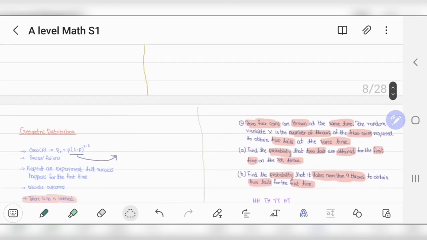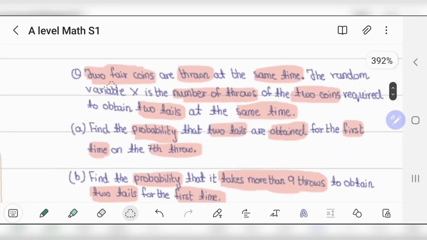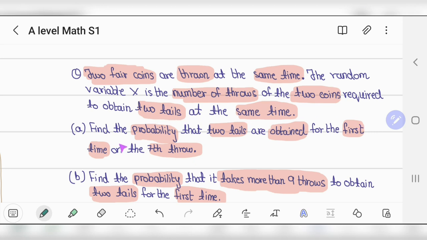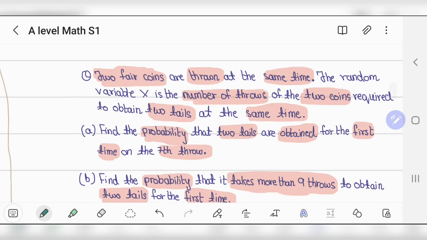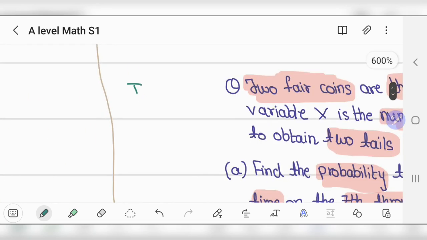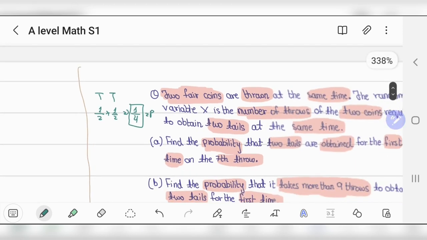Okay, now moving to the next question. Two fair coins are thrown at the same time. The random variable x is the number of throws of the two coins required to obtain two tails at the same time. Find the probability that two tails are obtained for the first time on the seventh throw. So the probability of obtaining two tails is 1 upon 2 multiplied by 1 upon 2, which is 1 upon 4. Probability of success.